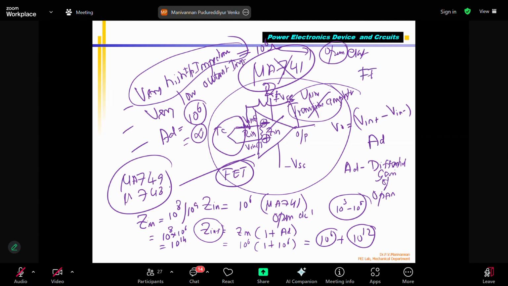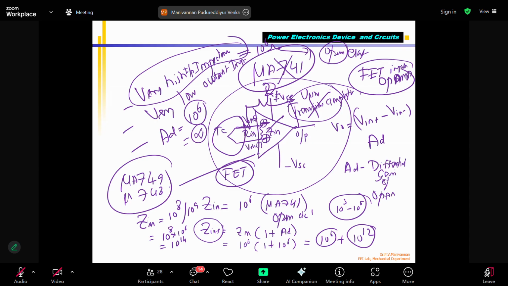FET input op-amps, whose input impedance is in the order of 10 power 9 to 10 power 12 in open circuit. If I give negative feedback, it will become very high. It won't consume any current. Loading effect is avoided. Correct?